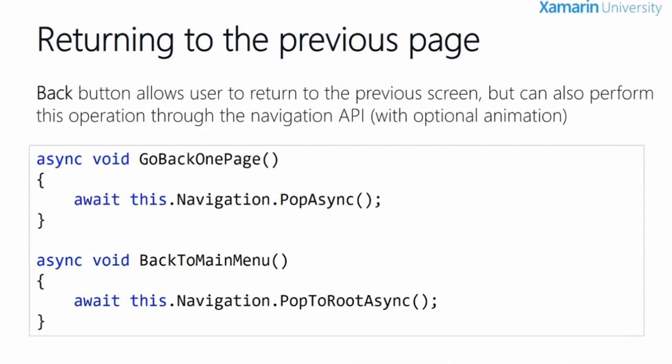The navigation property also exposes methods to go back in the navigation stack, or pop pages off. So we have pop async that allows you to take the current top page of the stack, pop it off of the stack, and now the previous page will be visible. And we also have pop to root async, which allows us to pop all the pages off until we hit the first initial page of the stack.